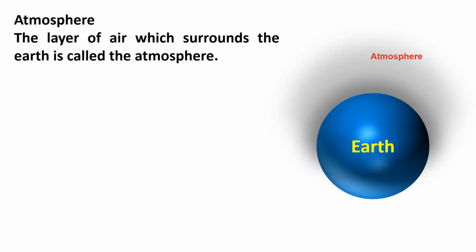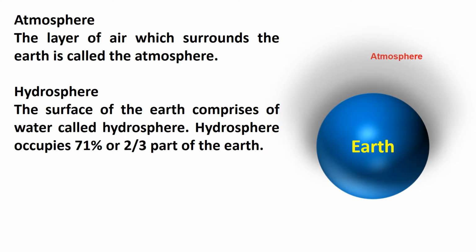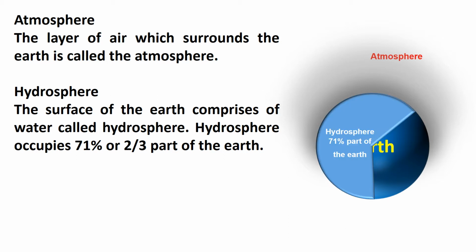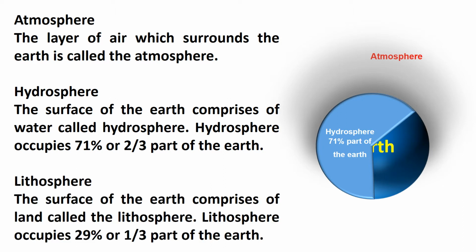Atmosphere: the layer of air which surrounds the earth is called the atmosphere. Hydrosphere: the surface of the earth that comprises water is called hydrosphere. Hydrosphere occupies 71%, or 2/3 part of the earth. Lithosphere: the surface of the earth that comprises land is called the lithosphere. Lithosphere occupies 29%, or 1/3 part of the earth.